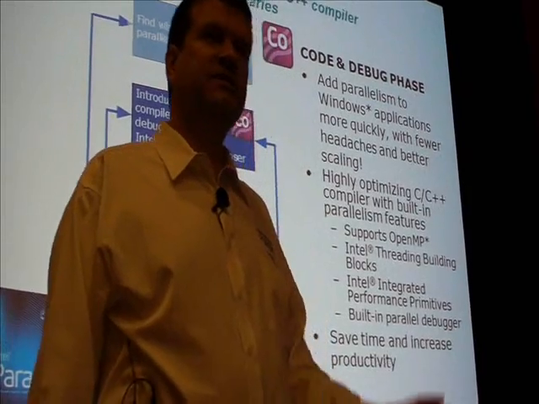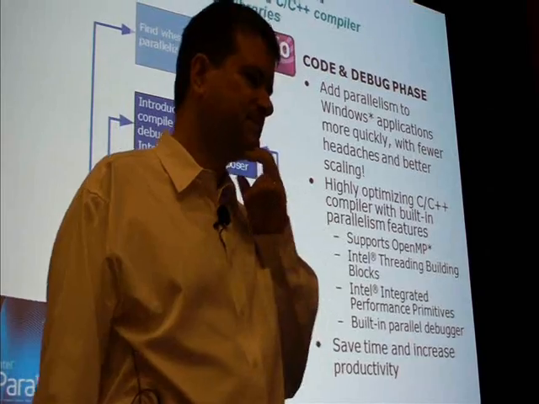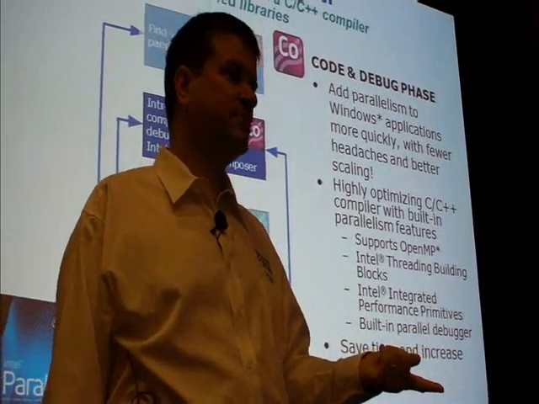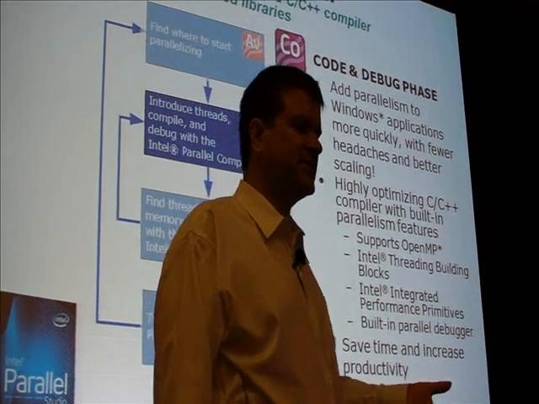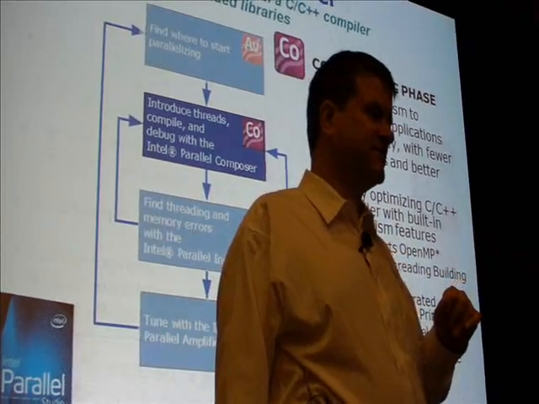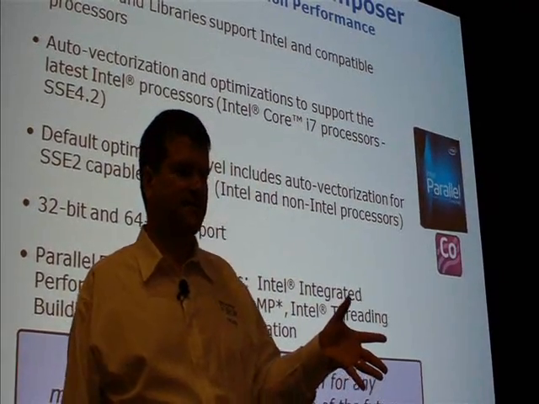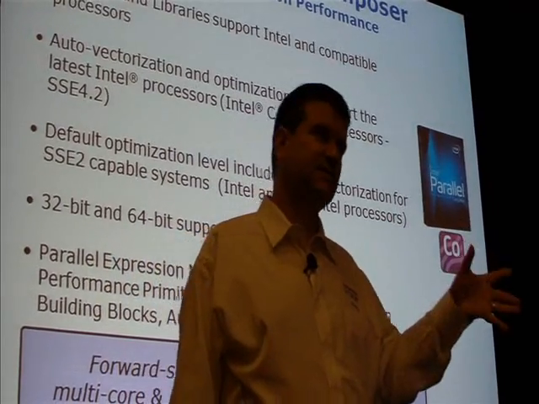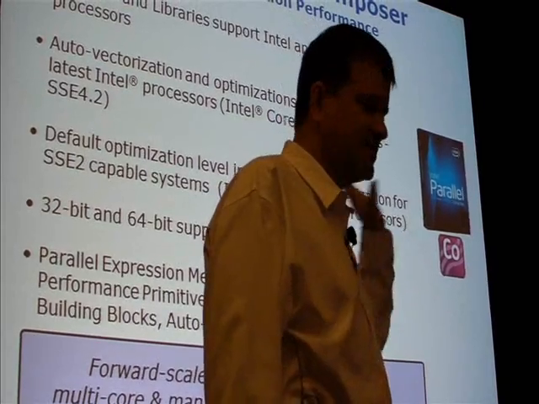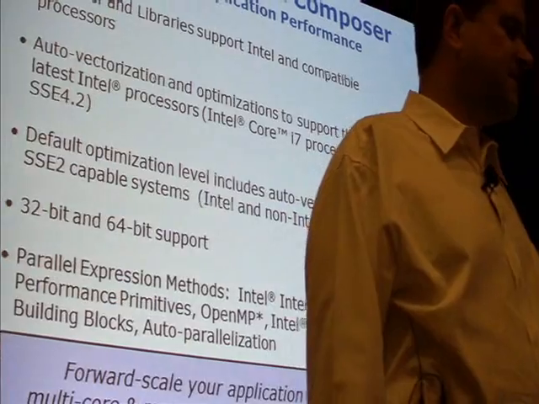So in the code and debug phase, what can we do to help here? Well, it starts with a good compiler. So we have a highly optimizing C++ compiler. Supports OpenMP 3.0, threading building blocks, integrated performance primitives, and we have some clever debugger extensions. And so by this we can help developers with things including auto parallelization, optimization, 32 and 64 bits, everything that you should expect out of a good compiler these days.